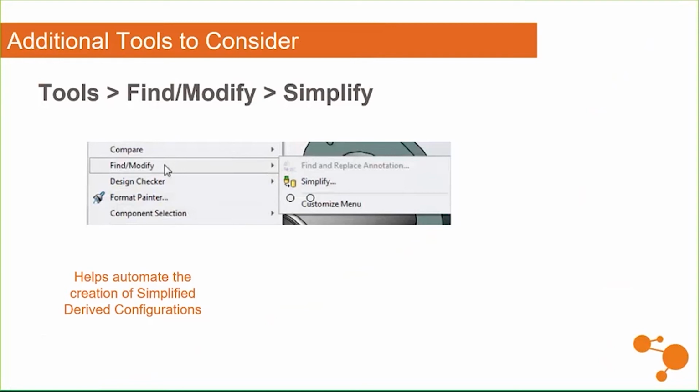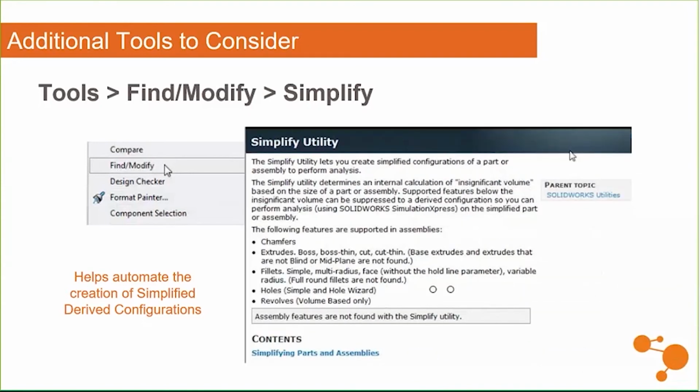So a little known tool is called Simplify. This is something that every user of SOLIDWORKS has access to now. It's under Tools, Find/Modify, and then Simplify. And what this tool can do is actually use some processes to try to do that simplification for you. So you could open like a subassembly. You could then say, hey, I want to do a simplify on that. And it'll actually read through the geometry of all the components in that subassembly and allow you to kind of create those simplified configurations for you.